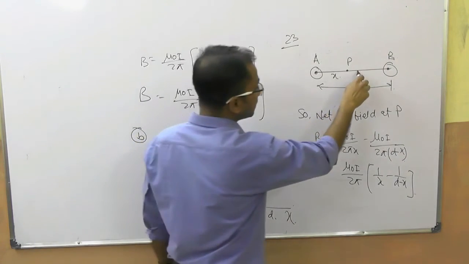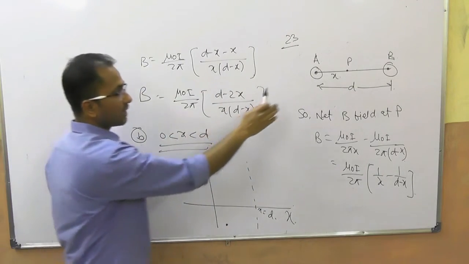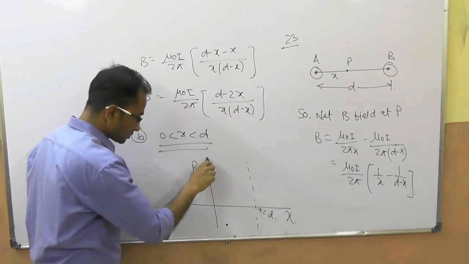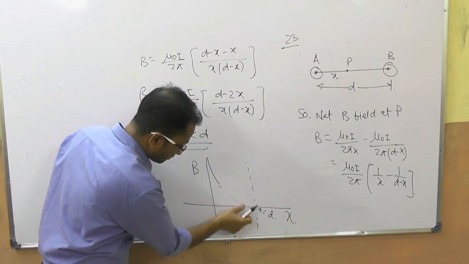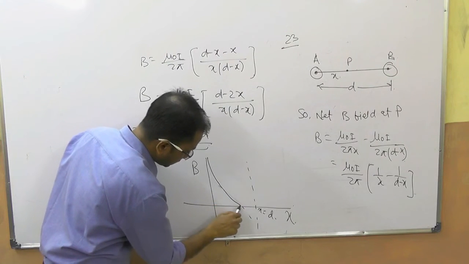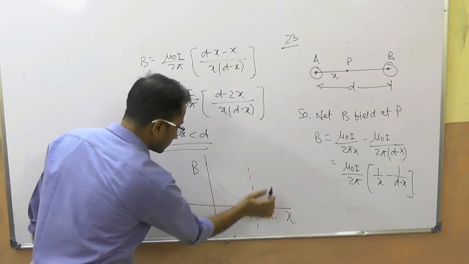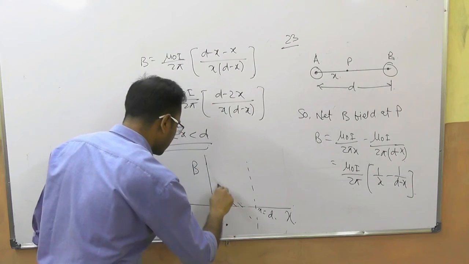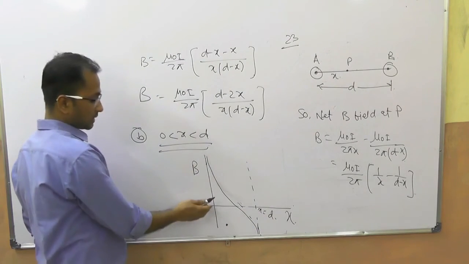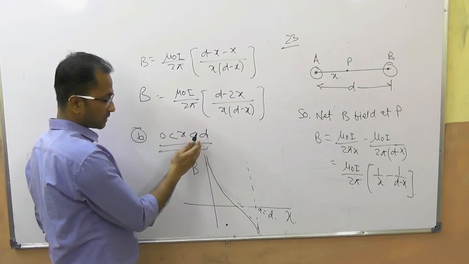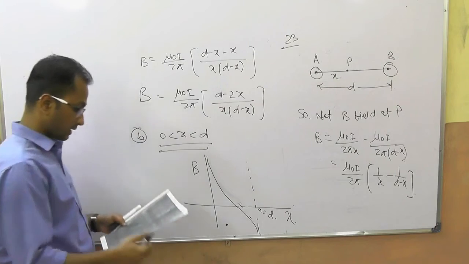At the midpoint between A and B, the magnetic field becomes 0 because the current in both wires is the same. So the graph will look like this. It will pass through the midpoint. So at x tending to 0 plus, it will tend toward positive, and as x approaches d, it will go negative.